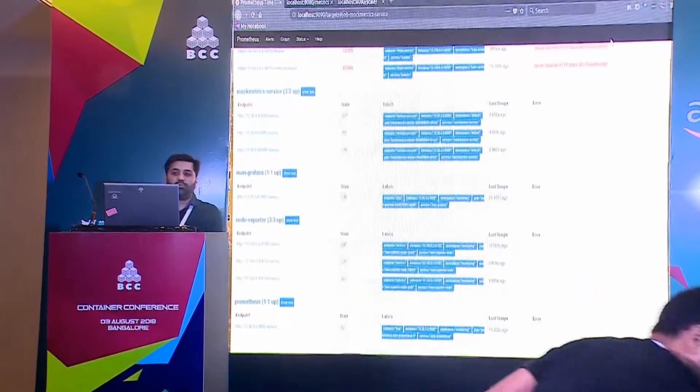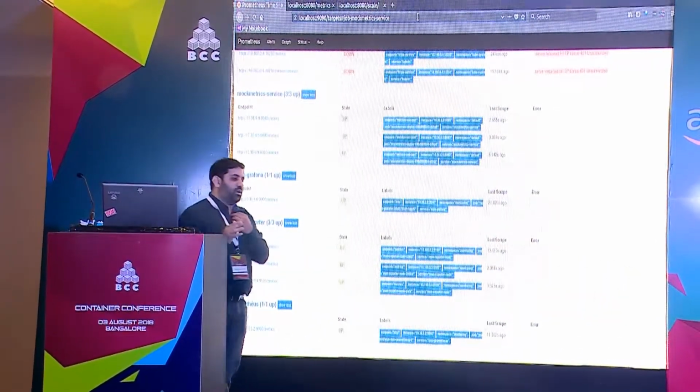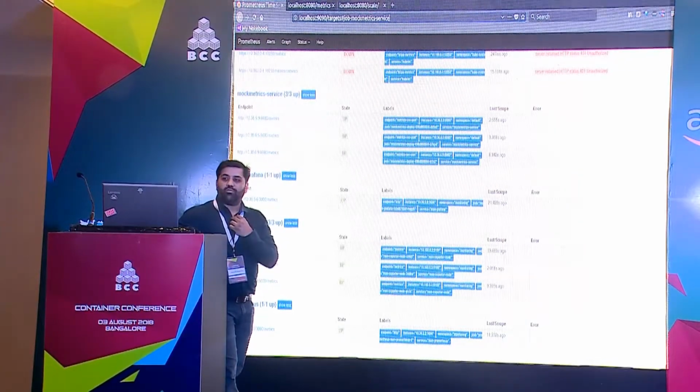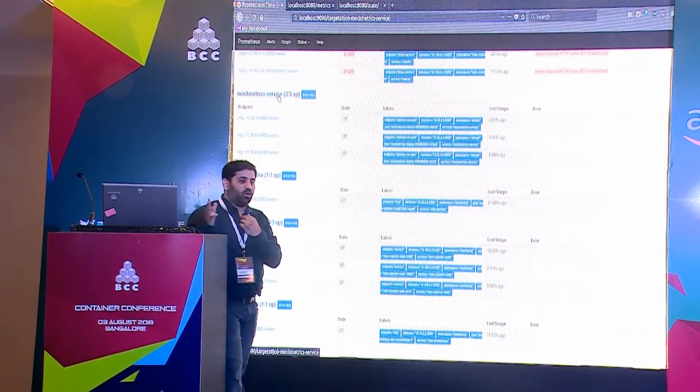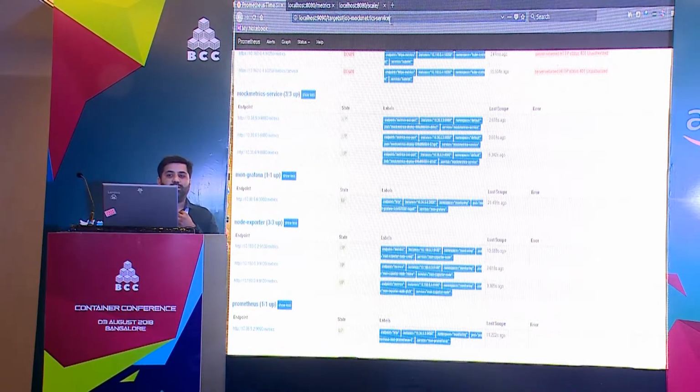So this is a simple Prometheus dashboard. I'll give you the basics behind it. It is scraping a certain endpoint. We are looking for a mock service metrics pod that we are running on our Kubernetes cluster. And it shouldn't be 3 by 3, it should be 1 by 1.